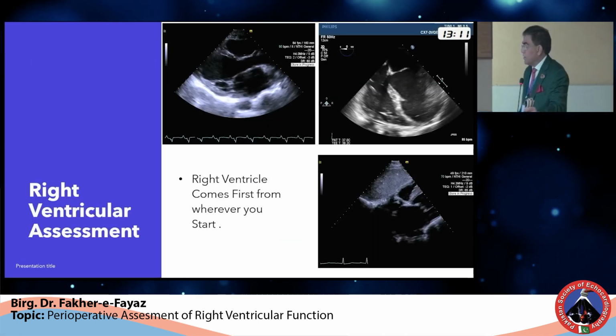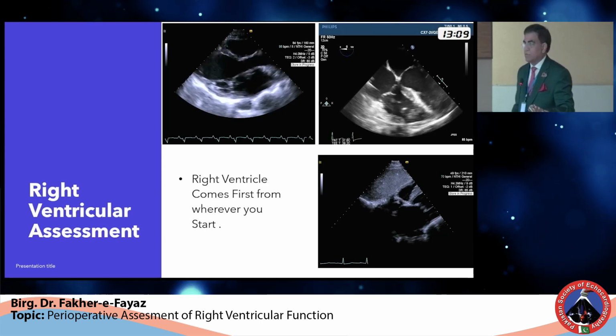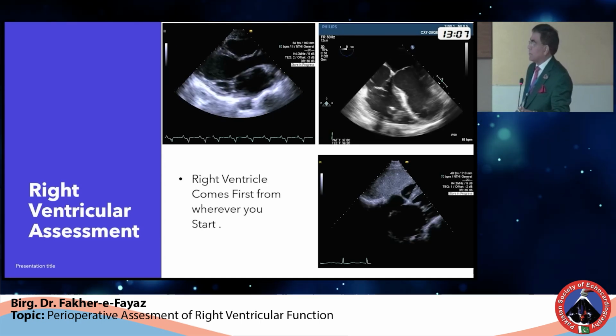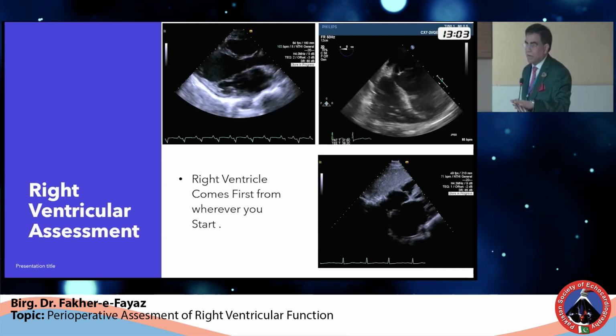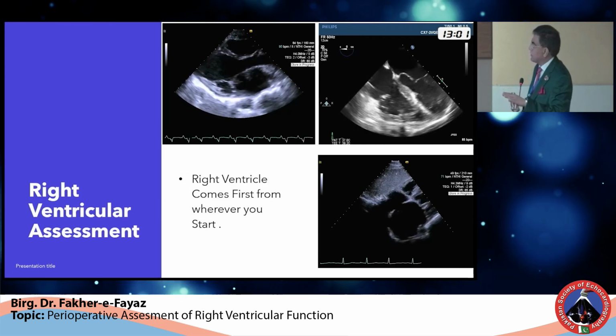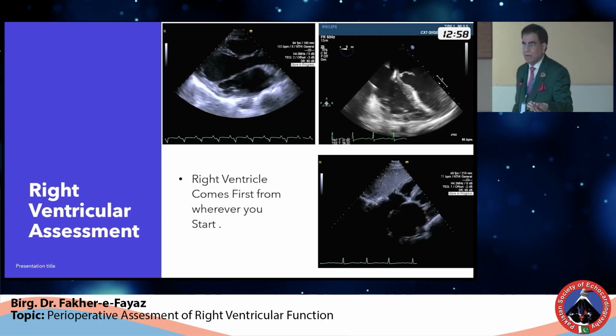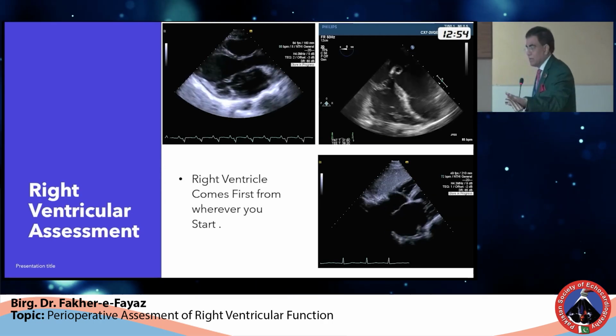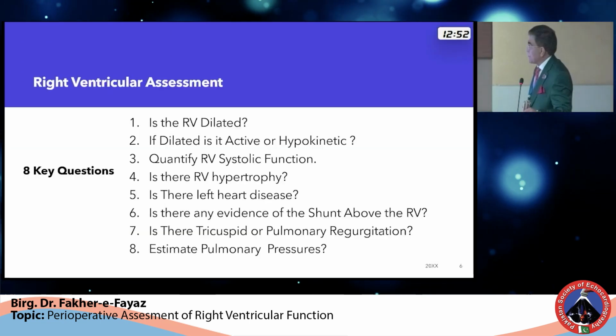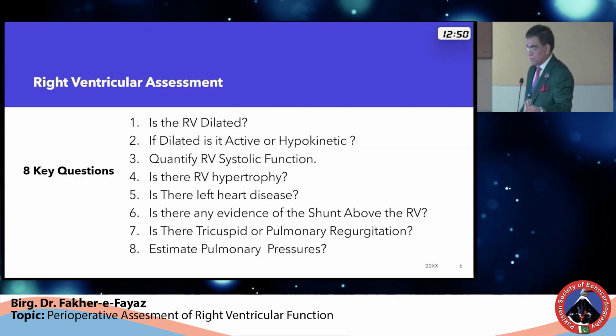So, the RV comes first from wherever you start. Whether you are an adult echocardiographer starting from the parasternal long axis, or doing perioperative transesophageal echo, the mid-esophageal four-chamber view, or a pediatric cardiologist starting from the subcostal view, the RV is going to be the first thing you will be seeing. So, how do we assess the right ventricular function?